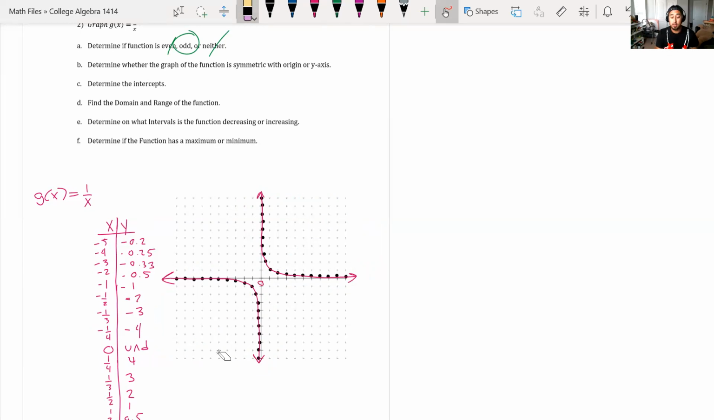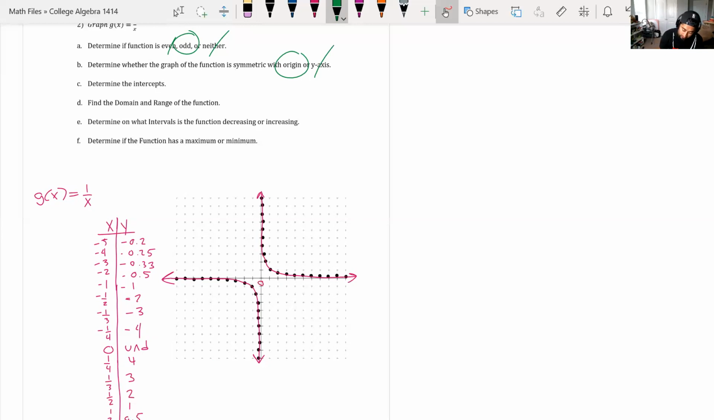All right. So we are odd, which means we can answer part B, which says, determine whether the graph is symmetric with the origin or y-axis, and since it's odd, we are symmetric with the origin. Okay. Then it says determine the intercepts. Do we have any intercepts? Do we touch the x-axis or do we touch the y-axis? And that answer is no. We will never touch the x-axis and we will never touch the y-axis.